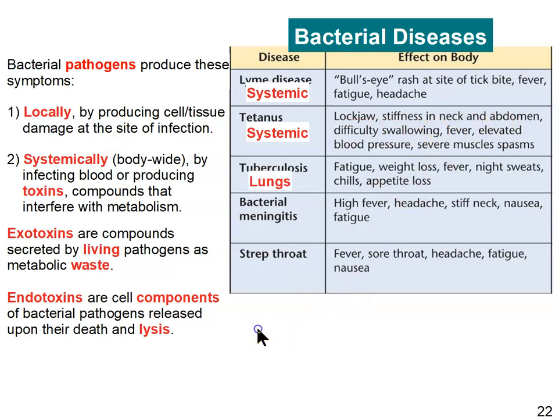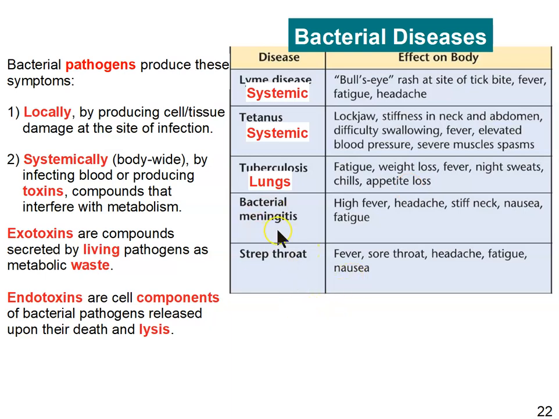Tuberculosis is in your lungs. It's an infection of your lungs, so you've got a bacterial colony growing in your lungs, and of course their toxins are traveling throughout your body. So even though this is localized to your lungs, the toxins are definitely going systemic, and that's why you end up with body-wide symptoms like this.